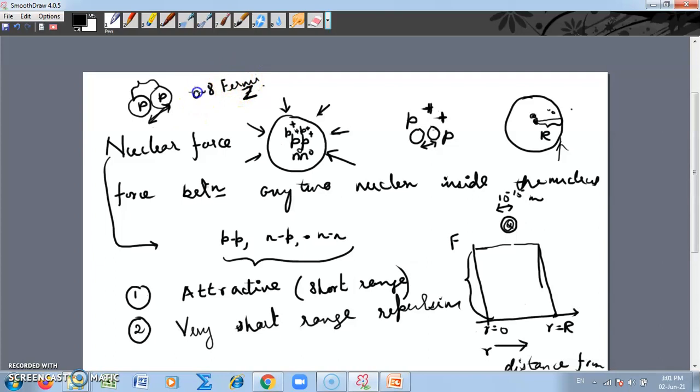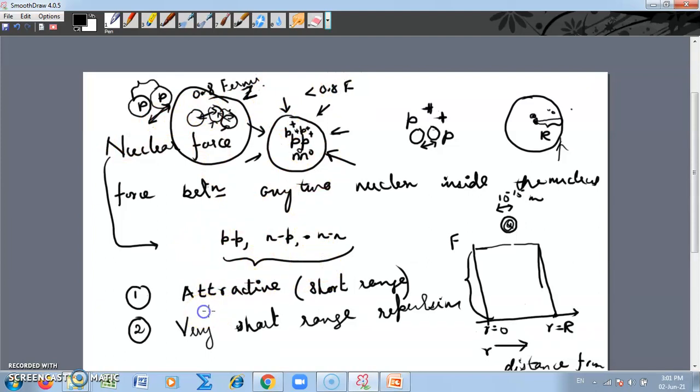So I hope you get my point, that if 2 protons are inside the nucleus, then yes, they have a force of attraction. But if somehow they get compressed so that this one and this one try to distort each other, so that the distance becomes less than 0.8 Fermi, now the force becomes that of repulsion. So that is very short range repulsion.